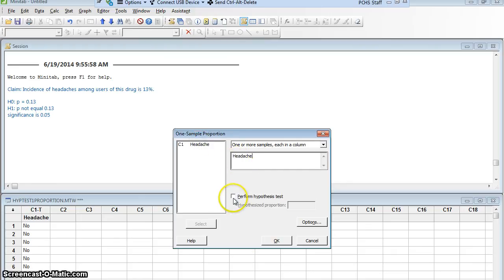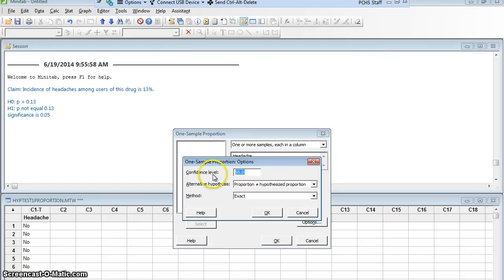Now, I need to click this perform hypothesis test box, because this is the same piece in Minitab we used when we did parameter estimation on a proportion, and then you wouldn't have clicked this box. But when you're doing a hypothesis test, this is how you tell Minitab this is not parameter estimation anymore, this is a hypothesis test. Minitab needs to know the hypothesized proportion. That word hypothesized tells you it's not the proportion of your sample data, it's the one that comes from your null hypothesis, which is 0.13. And then I'll click my options. I want to make sure my confidence level is right, and yes, I'm working at 95% confidence.